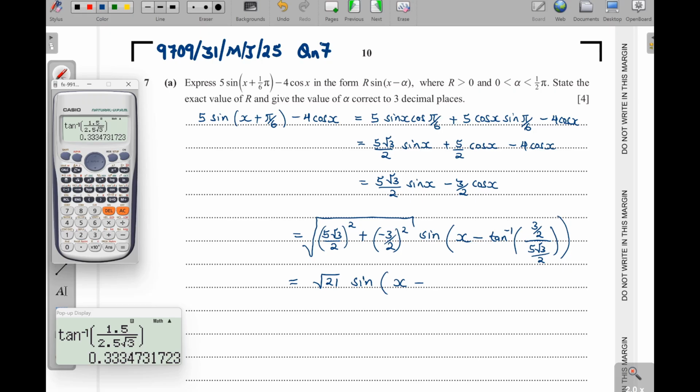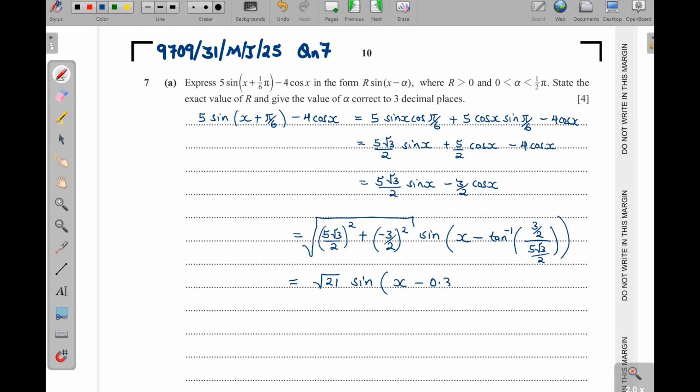And remember here they said alpha has to be to 3 decimal places. So if you write to any other accuracy, then you will be crossed. So this is 0.333. Okay, as simple as that. So this is our answer.